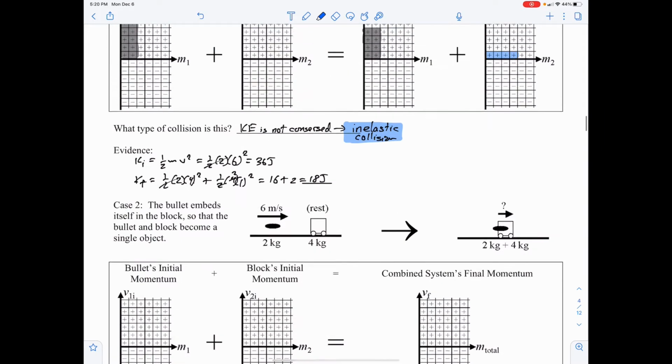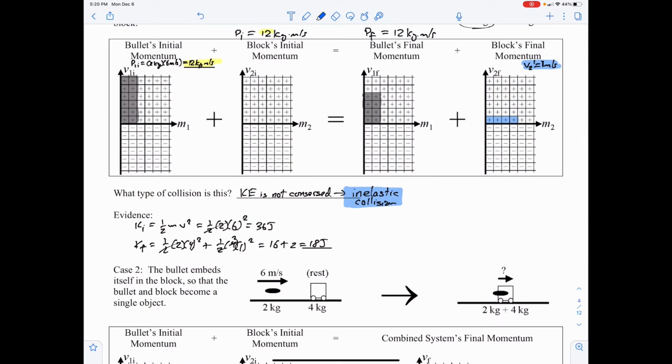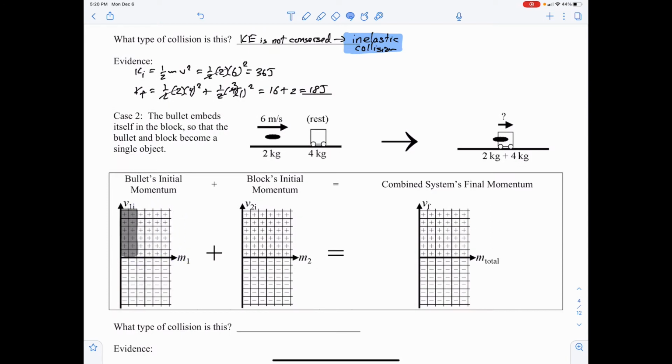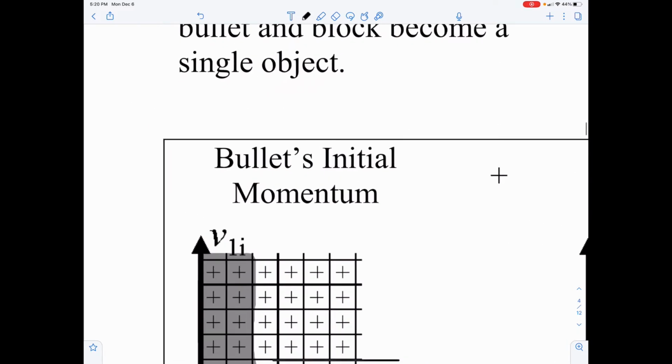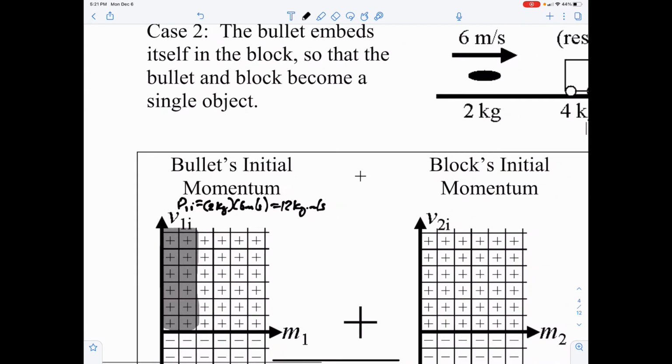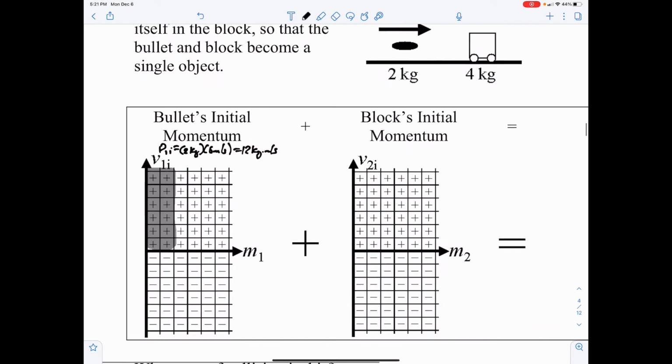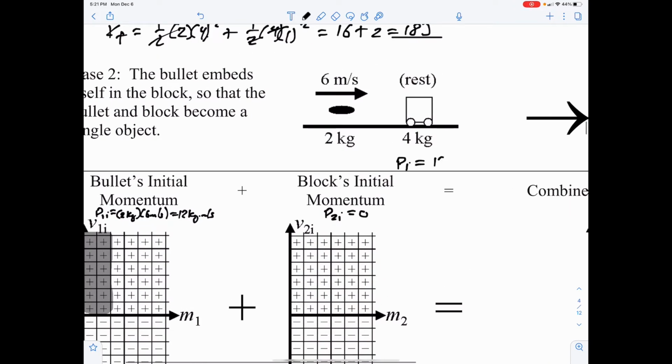So we've got the same combination, same bullet, same mass, same speed. So I'm going to start with the same amount. There. And I'm starting with the same information. P1 initial, that's the bullet. It's 2 kilograms times 6 meters per second, or 12 kilogram meters per second. Now in case 2, the block is also at rest. So P2 initial is still 0. So P initial is still the 12.